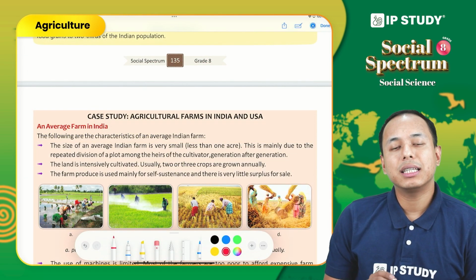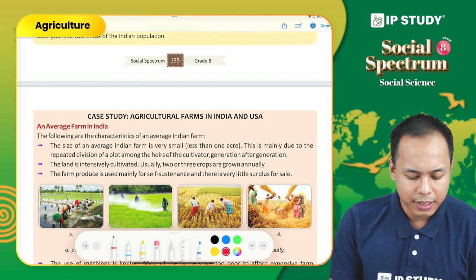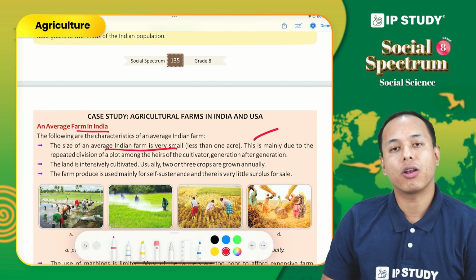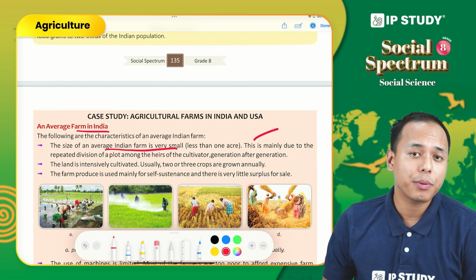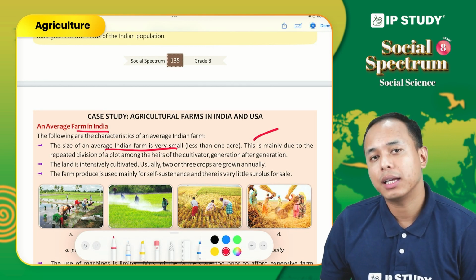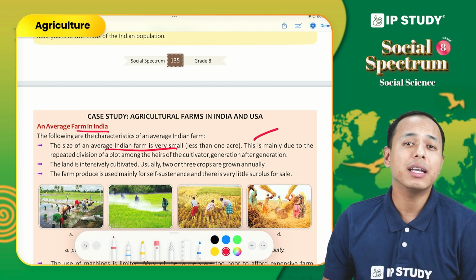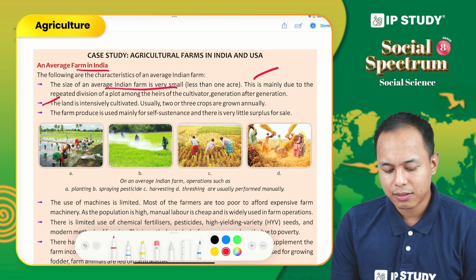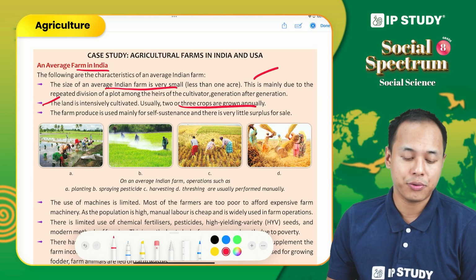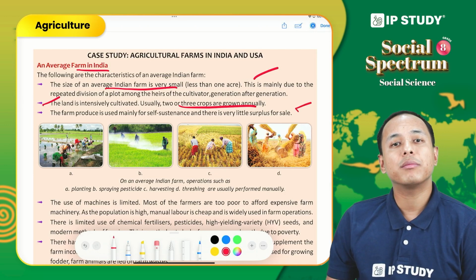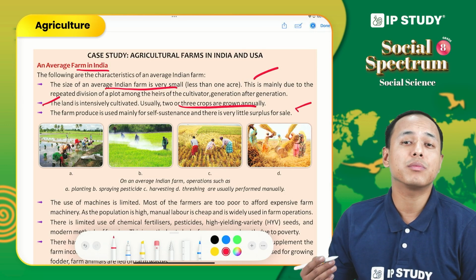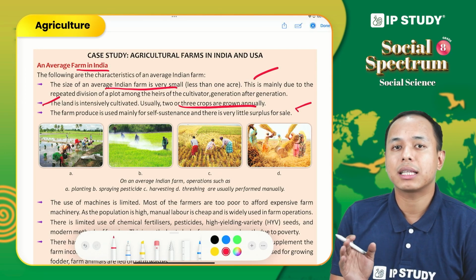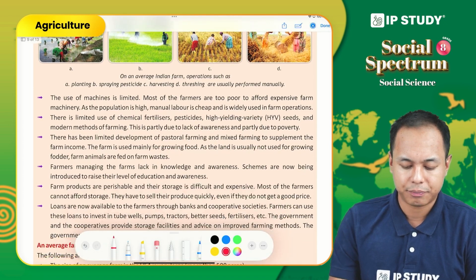So now let us see the condition of average farm in India. Firstly, the size is very small. This is due to inheritance of property and division of the area of land between different generations. Land is intensively cultivated as more than 2-3 crops are grown annually. Most of the farmers in India, their produce is for sustenance, and there is very little amount of surplus that is sold in the market.